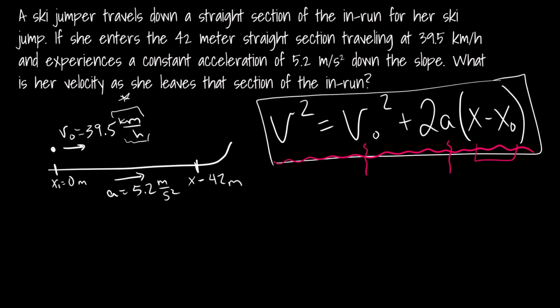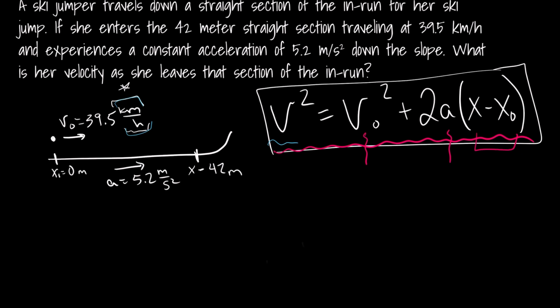Okay, so what we're trying to find is what is her velocity when she leaves that section of the in-run. So we are trying to find velocity here. Okay, in order to plug these numbers in, so far I had been nice in these other examples that I gave you, and we didn't have to do any unit conversions. Everything was in meters or seconds or meters per second or meters per second squared. Here we have kilometers per hour.